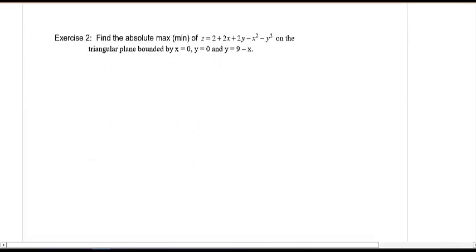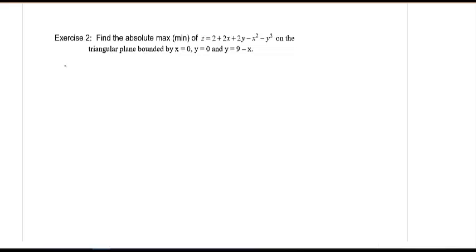Ooh, find the absolute maximum now. Okay. On the triangular plane. Ooh. Triangular plane bounded by x equals 0, y equals 0, and this equation y equals 9 minus x. So how do we find absolute maximums when we did single variable calculus? Yes, we found the critical points, but then afterwards we had to check the boundary conditions. So that's the same thing here.